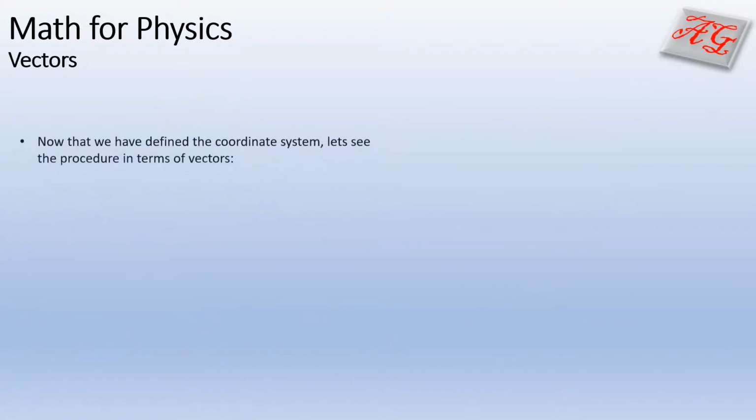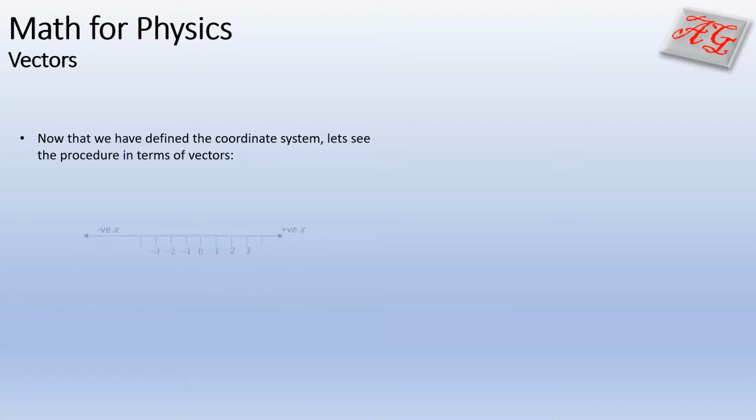Now that we have defined the coordinate system, let's see the procedure in terms of vectors. Let's start by setting our coordinate system. Notice that we have defined the positive x side towards the right of the screen and the negative side towards the left of the screen.